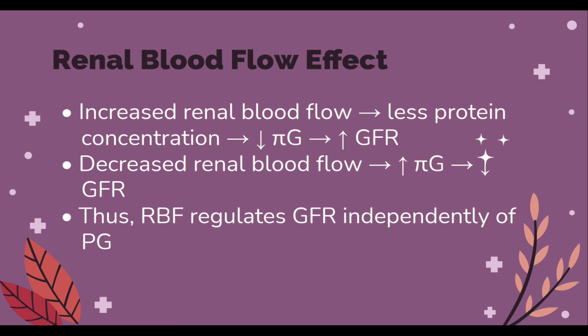So what is the effect of renal blood flow? When there is increased renal blood flow, the protein concentration is less. So it leads to decreased πG, which is the glomerular capillary colloid osmotic pressure, and thus it increases the glomerular filtration rate. And the opposite, when there is decreased renal blood flow, it increases the glomerular capillary colloid osmotic pressure. So the opposite happens and the GFR value decreases. So the renal blood flow regulates the glomerular filtration rate independently of the PG, which means the glomerular hydrostatic pressure.